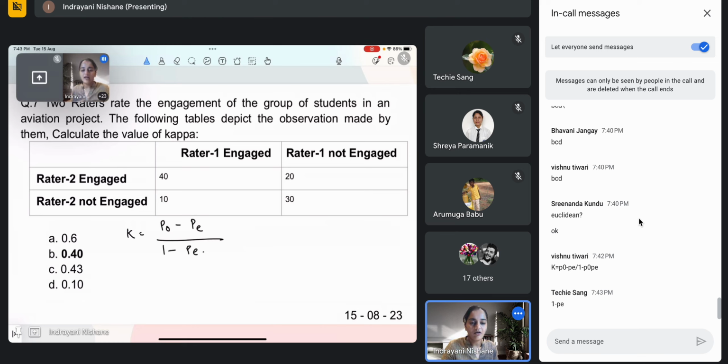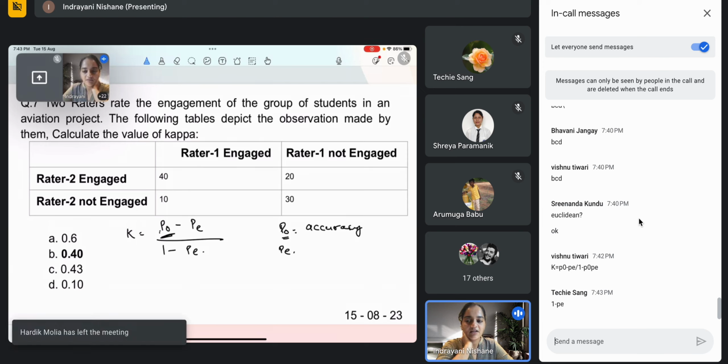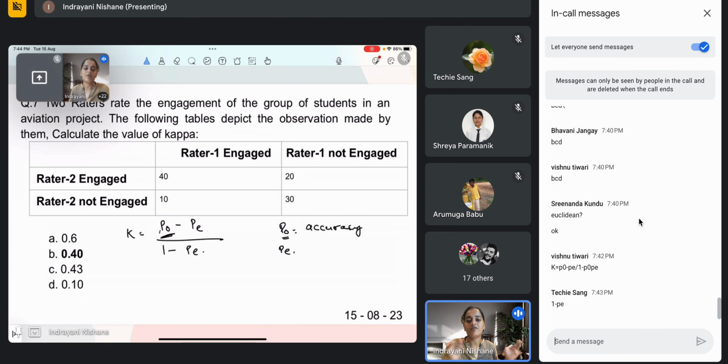So observed is accuracy based on this, so PO is always accuracy: the correct agreement between both the raters, based on the total sample size. That is PO, observed. Now what is expected, right? Expected is the positive agreement probability plus the negative agreement probability, and we will add them.